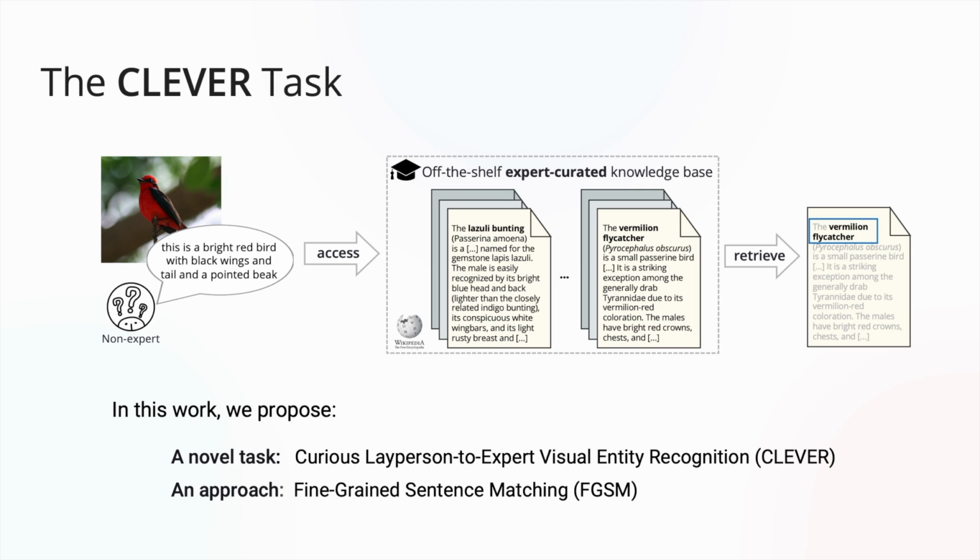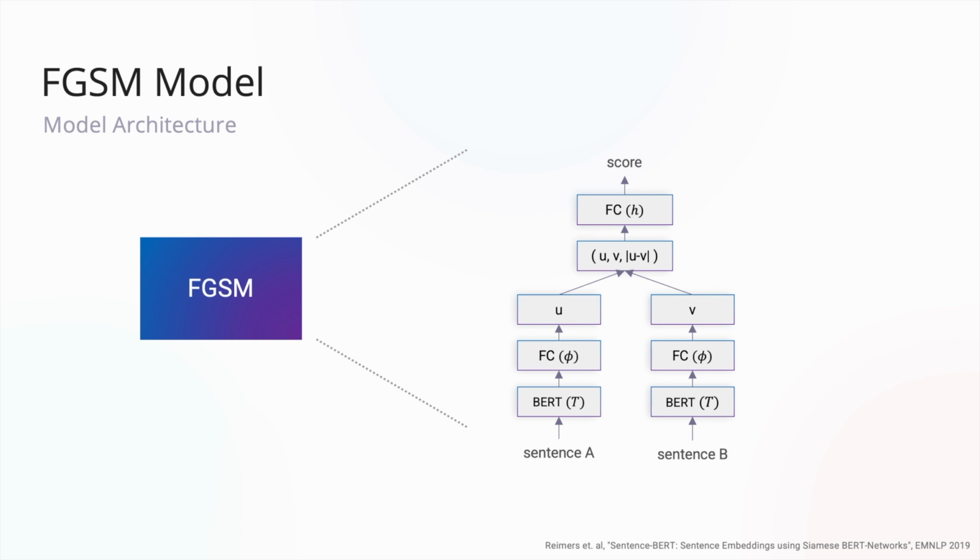To solve this task, we propose a method that we call fine-grained sentence matching, FGSM. We will now explain how the FGSM can be trained only using non-expert descriptions. The FGSM model tackles the problem at sentence level, comparing an image description to each sentence of the document. We design it as a Siamese model, which takes as input a pair of sentences and outputs a similarity score. The parameters of the sentence transformer T and the linear network phi are shared across the subnetworks.